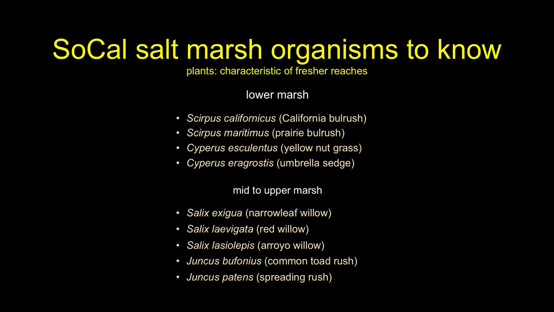Okay, so classic things that would be in the fresher reaches would be these things: Scirpus, Cyperus, all these sedges and bulrushes. And then our willows in the fresher reaches. So we have several species here. Most importantly for us would probably be narrowleaf willow, but there are several species. And then things like these rushes, these Juncus.